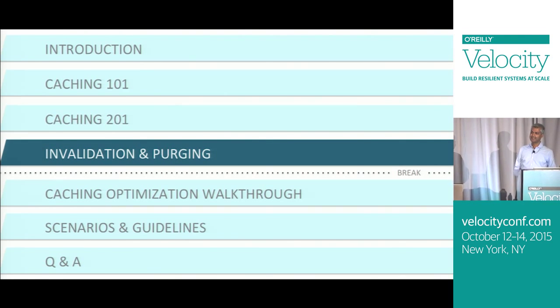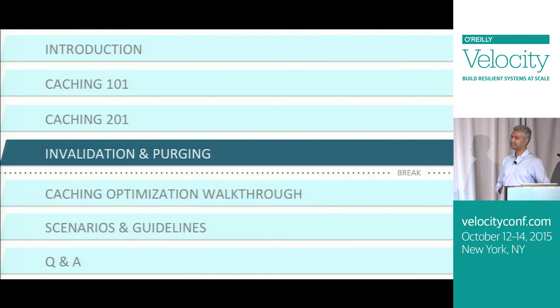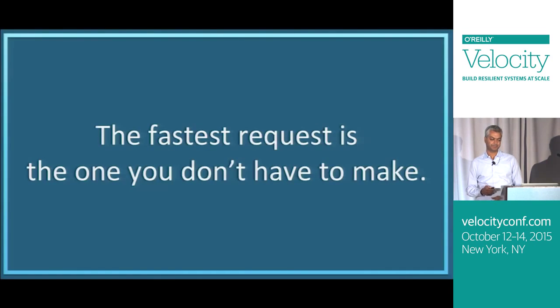All right. Invalidation and purge. This is a very important topic, and whenever you think about a caching strategy, you need to think about what controls you have to invalidate that object. You could leave it up to the cache directives, the max age TTLs, but there are times when you need to take some proactive action.